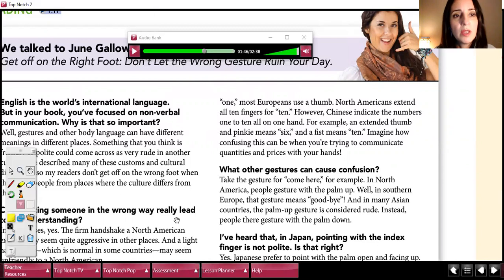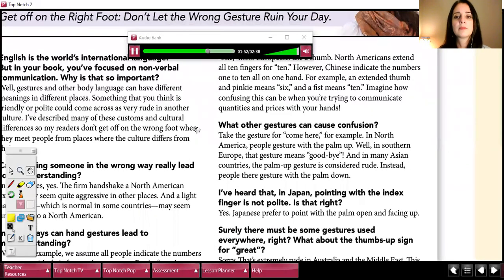Let's move on. Okay. What other gestures can cause confusion? Take the gesture for come here, for example. In North America, people gesture with the palm up. Well, in Southern Europe, that gesture means goodbye. And in many Asian countries, the palm up gesture is considered rude. Instead, people there gesture with the palm down. Okay. What other gestures can cause confusion?